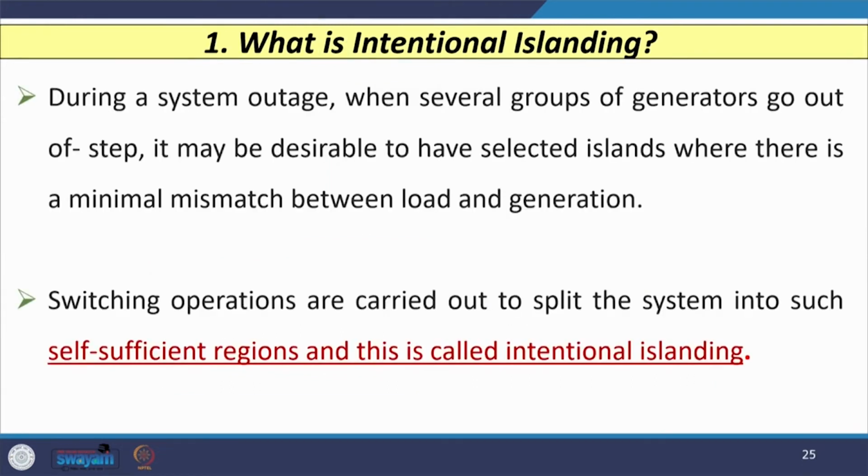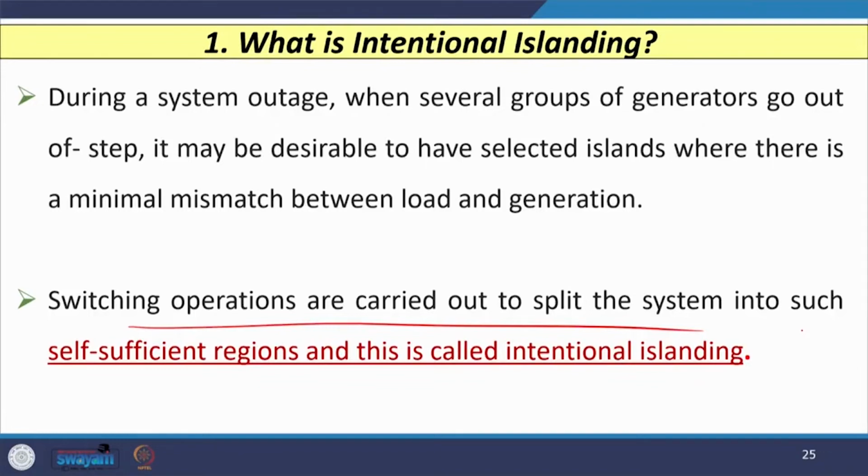During a system outage, when several groups of generators go out of step, it may be desirable to have selected islands when there is minimal mismatch between the load and generator. So, switching operations are carried out to split the system into several such self-sufficient regions, which we call intentional islanded regions, and this is basically done for stability improvement, so that the rest of the system can be saved.